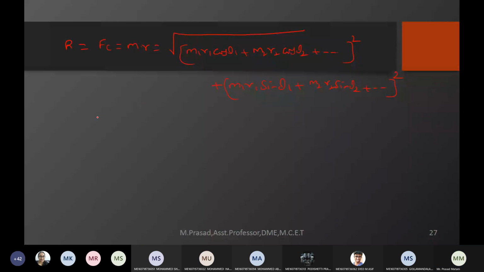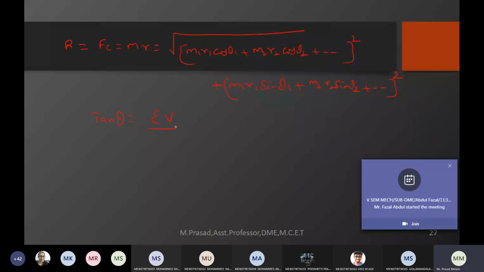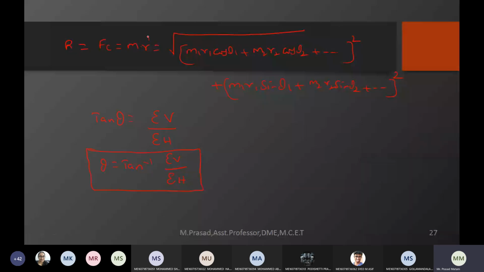How to get the angle? That is given by the equation tan theta, which is nothing but the sum of all the vertical forces by the sum of all the horizontal forces. So theta equals tan inverse of sigma V by sigma H. This is how I can get the angle made by the balancing mass, the magnitude of the balancing mass, and the radius. Okay, this is the analytical method we need to follow. So with this I'll wind up my class. Next I will continue with the graphical method.